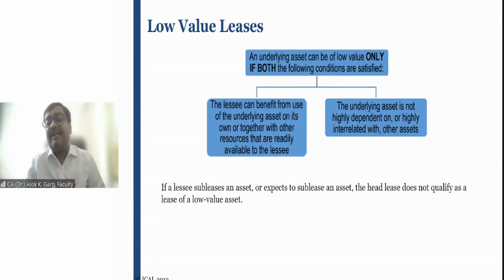So for this item, should I do this Ind AS 116 accounting? It means I need to compute the present value of the future lease payments. I need to recognize this as a present value, right? As a ROU asset. I need to debit the ROU asset and credit the lease liability. Okay. I need to do all this stuff: ROU asset to lease liability.